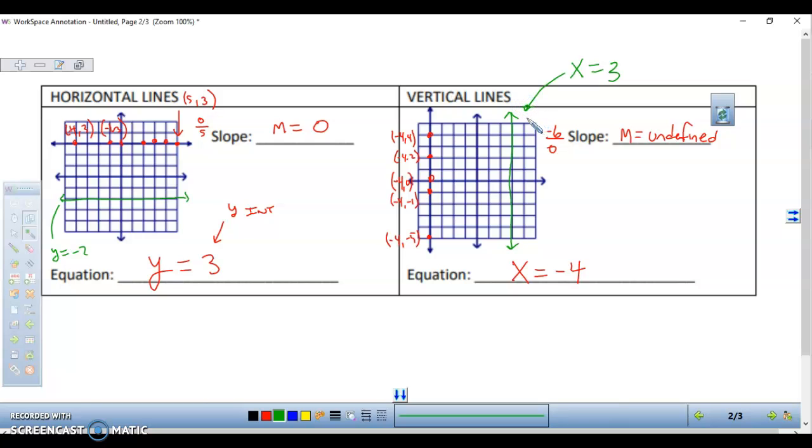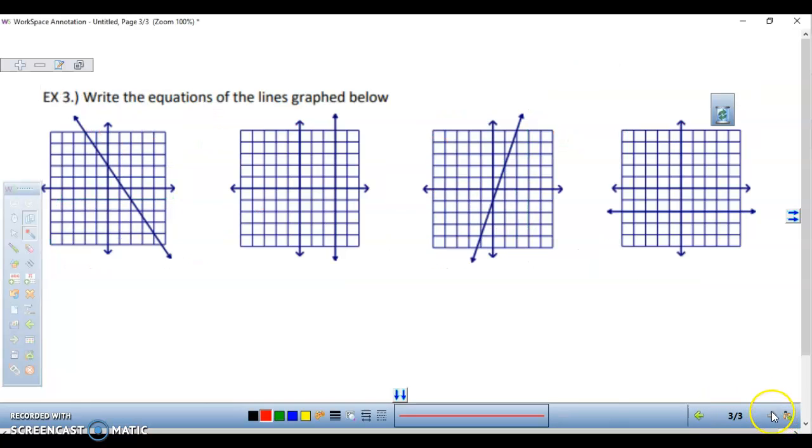So, to recap, horizontal lines have a slope of 0, and the equation is always y equals some number, and that number is the y-intercept. Vertical lines have an undefined slope, and the equation is x equals whatever that x-intercept is. Again, this is a review, and hopefully that made sense and brought back the ideas as to why that's the case. But if you have more questions, just let me know.